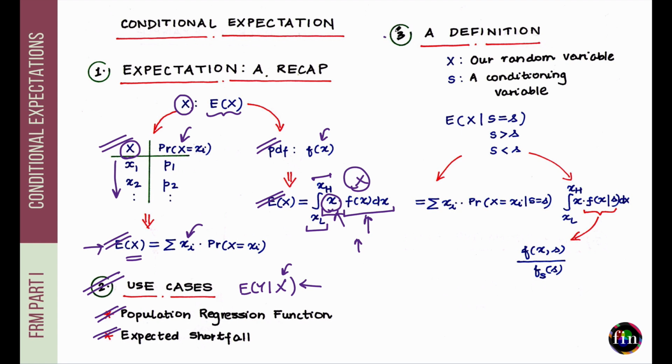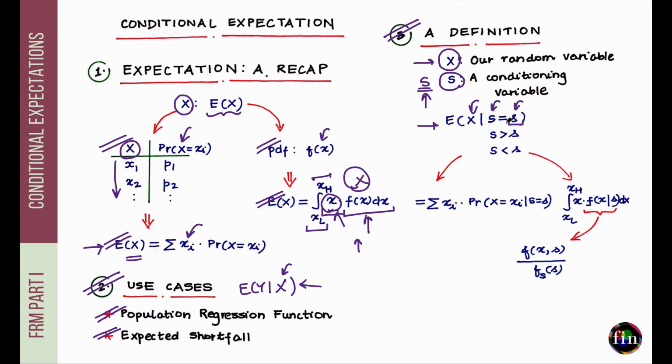Now let's come to the definition of a conditional expectation. Let's assume that I am still working with this random variable X, which I began this discussion with, and now I have one more random variable, let's call it random variable S, which I refer to as a conditioning variable. Okay. Now, based on some information about this conditioning variable S, I am asked to compute the expected value of X. How will I write it? I will write it as the expected value of X given S has assumed a certain value, lowercase s.